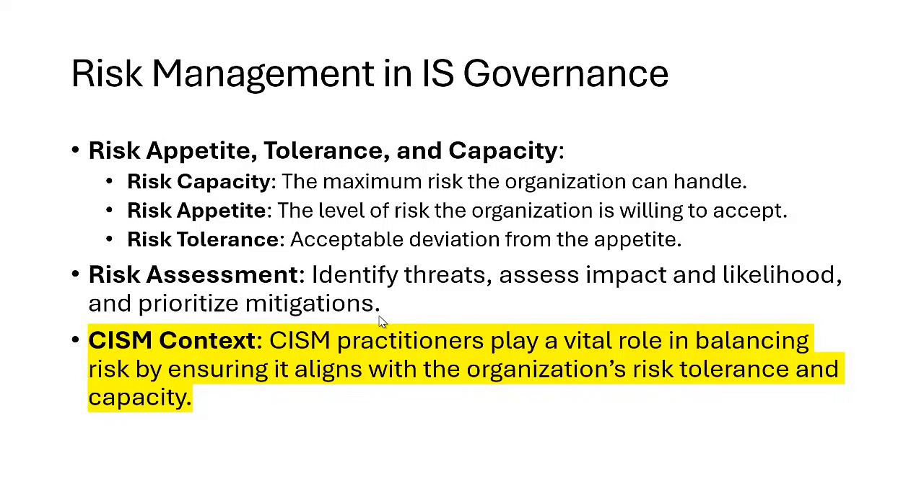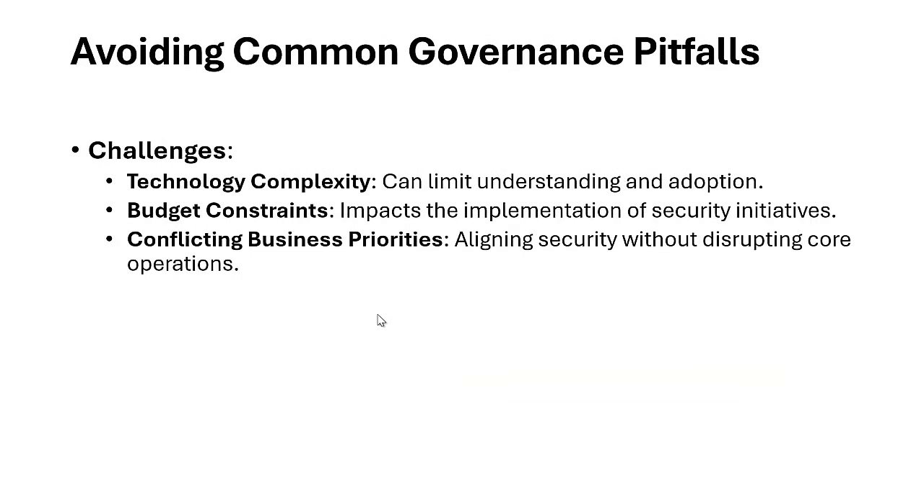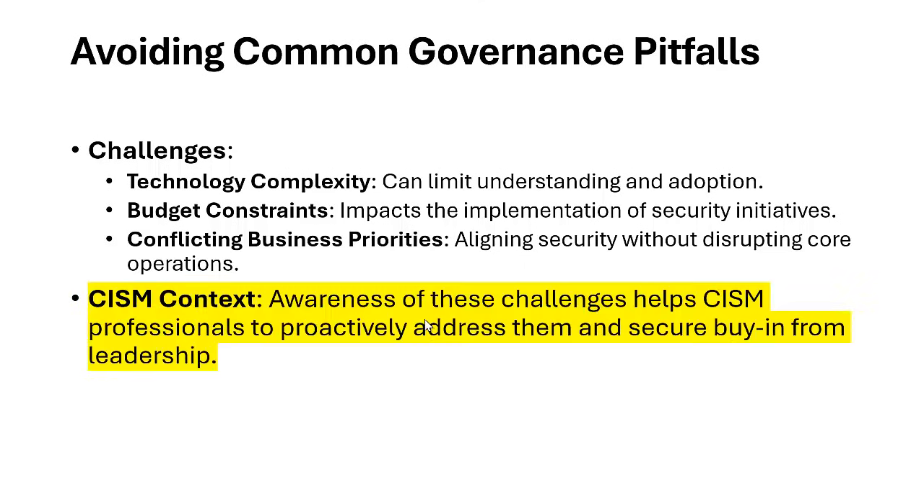Okay, so we have to avoid some common governance pitfalls. When you're implementing a security strategy, we face some challenges. The first is technical complexities, which can limit the understanding and adoption of new security measures. Second, sometimes budget constraints are there. I want to implement new things, but we have a budget constraint, and because of that, it's difficult for us to implement. Third is conflicting business priorities. That's another important concern. As a CISM, you need to be aware of the challenges, which helps the CISM professional proactively address them and secure buy-in from the leadership. That's a very important part.